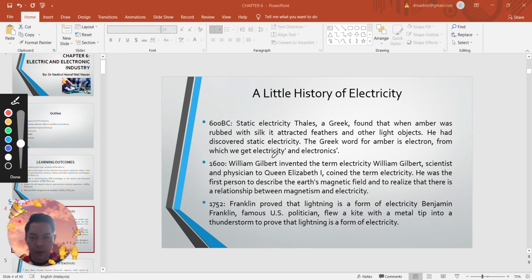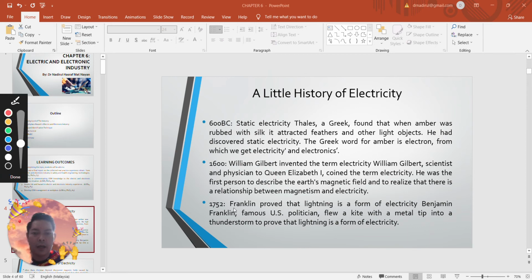In 1600, William Gilbert, an inventor, coined the term electricity. William Gilbert was a scientist and also a physician to Queen Elizabeth I. He was the first person to describe the Earth's magnetic field and to realize that there is a relationship between magnetism and electricity.